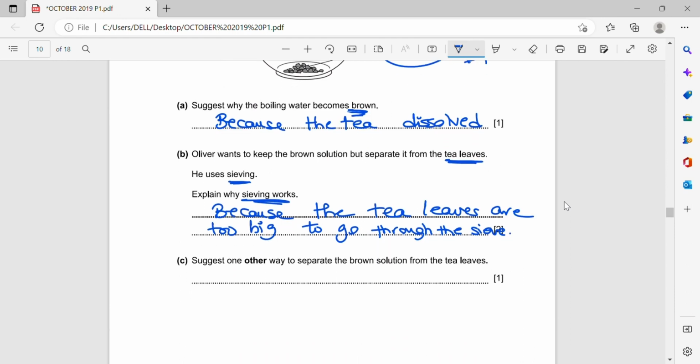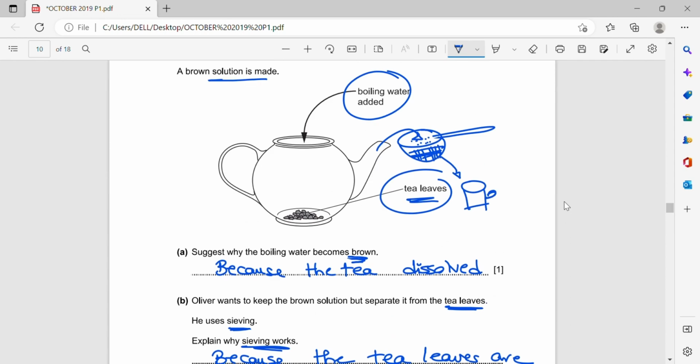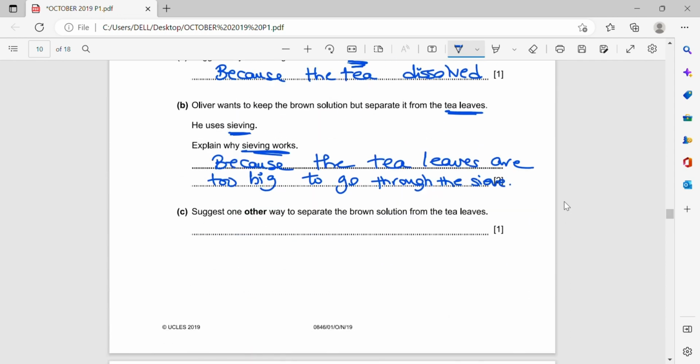Suggest one other way to separate the brown solution from the tea leaves. ممكن أعمل إيه؟ هو هنا استخدم sieve. أوكي؟ طيب ممكن استخدم إيه تاني other way؟ Great! إحنا لو جبنا funnel مثلا وفلتر paper كده وحطينا البراون solution, what will stay on the top؟ برضو الtea leaves. يبقى ايه ال other way أو method to separate the tea leaves؟ الفلتration.